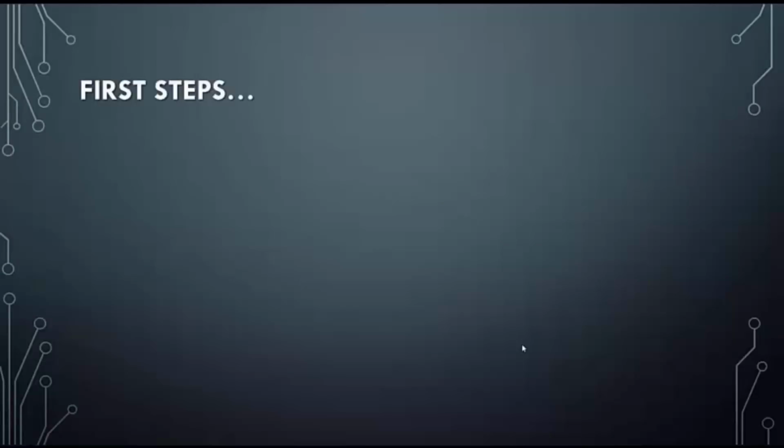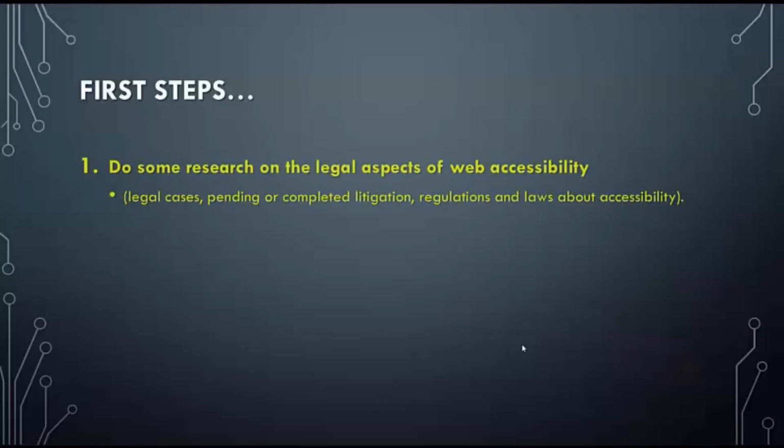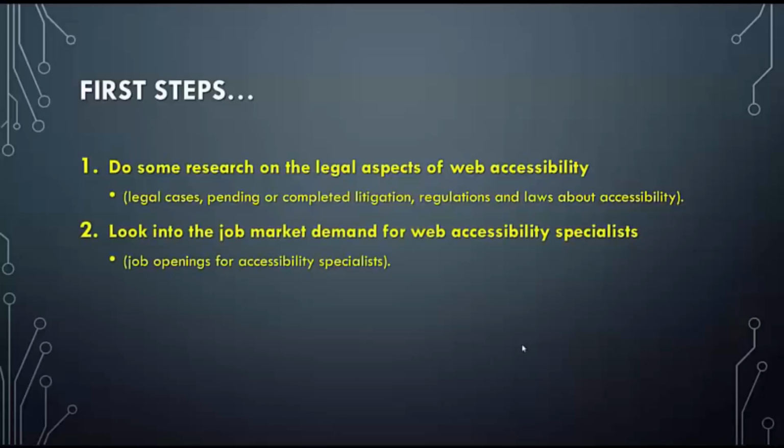Before we get started, let's discuss a few first steps briefly, things that will help you understand the importance of accessibility from a larger context. First, do some research on the legal aspects of web accessibility: legal cases, pending or completed litigation, regulations, and laws about the topic, just to give yourself an idea of where the legal environment is in relationship to web accessibility. Second, look into the job market demand for web accessibility specialists: job openings, job descriptions, duties that are being requested or desired, skill sets that are being looked for or sought out by hiring managers.